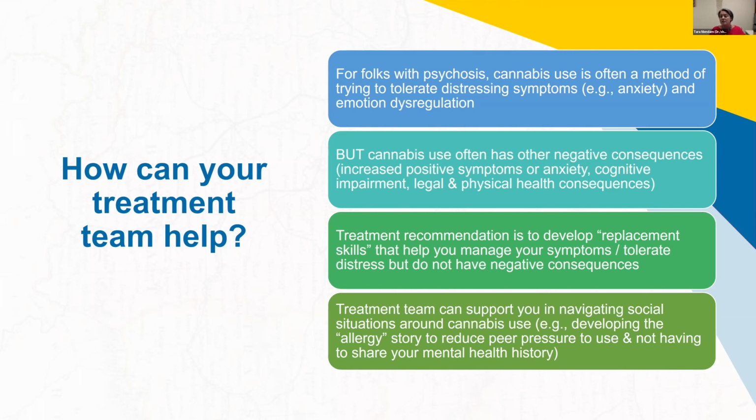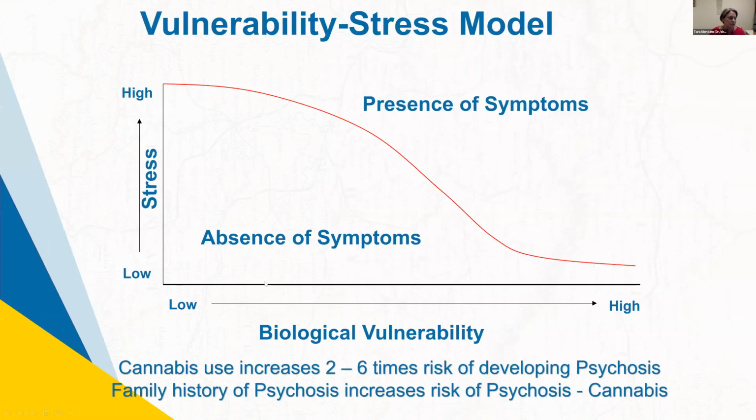They might not be able to understand all of this elaborate information that Tyler has just shared with us, but they can understand what an allergy means. So that's one of the ways that we've been able to have some of our youth manage these different situations. You guys should be familiar with the vulnerability stress model. We talk about it a lot, right?